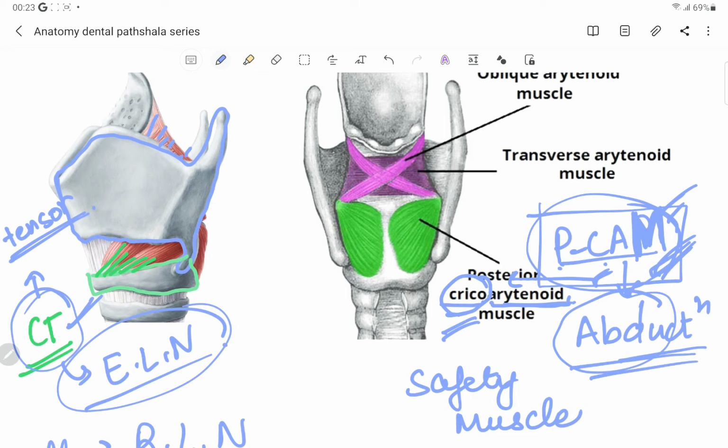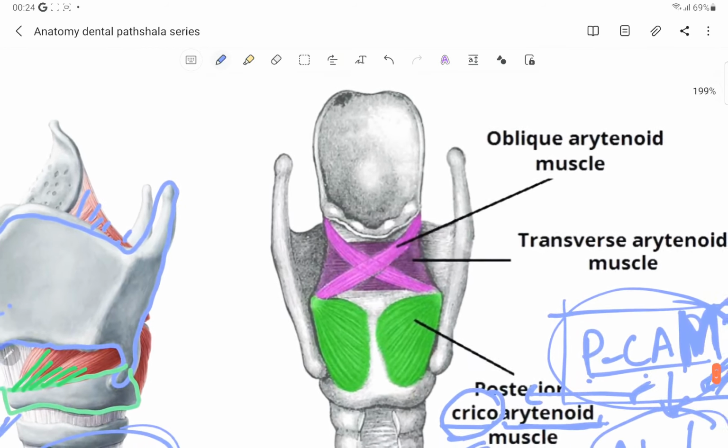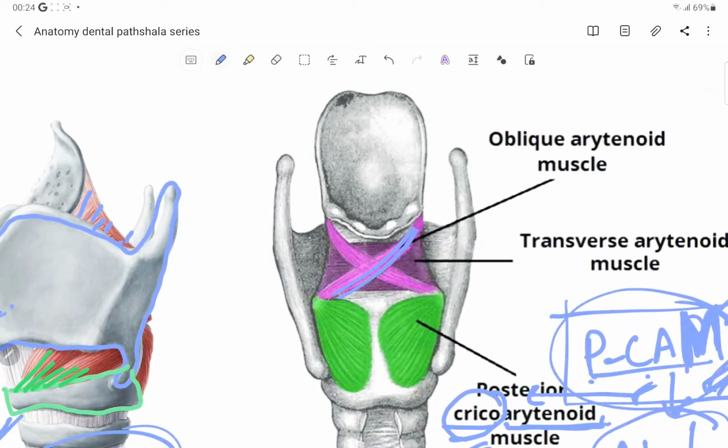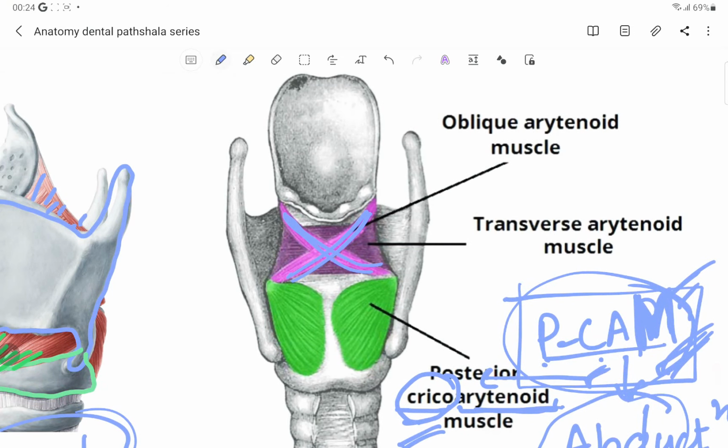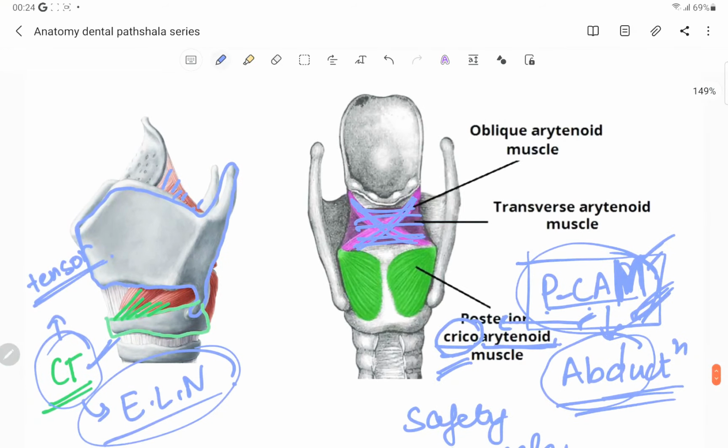So always remember that PCAM, the posterior cricoarytenoid, is the muscle responsible for opening of the vocal cord. We can say abs, ABD, abduction of the vocal cord is the posterior cricoarytenoid. Adduction, ADD, will be due to the lateral cricoarytenoid muscle. Also, we can say the oblique arytenoid muscle. So you can see over here, we have the oblique arytenoid muscle. So adduction is due to this oblique arytenoid or the transverse arytenoid, as well as the lateral arytenoid muscles. All these muscles will do the adduction. Abduction, abs, is due to the posterior cricoarytenoid.